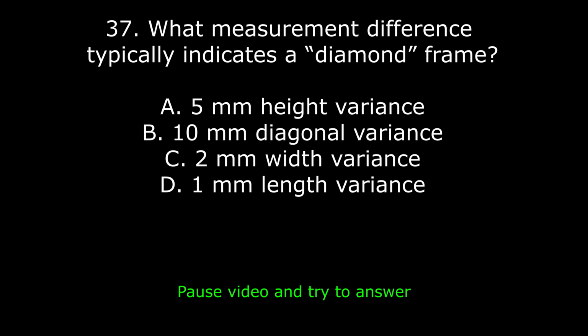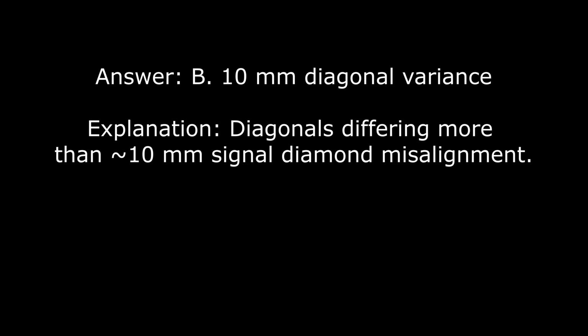37. What measurement difference typically indicates a diamond frame? A. 5 mm height variance. B. 10 mm diagonal variance. C. 2 mm width variance. D. 1 mm length variance. Answer: B. 10 mm diagonal variance. Explanation: diagonals differing more than 10 mm signal diamond misalignment.